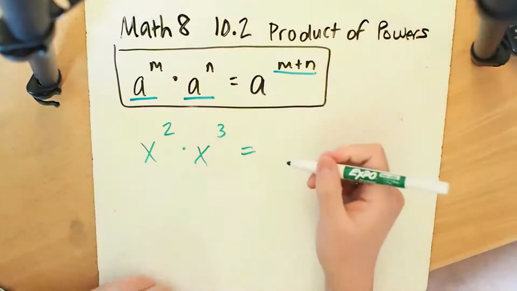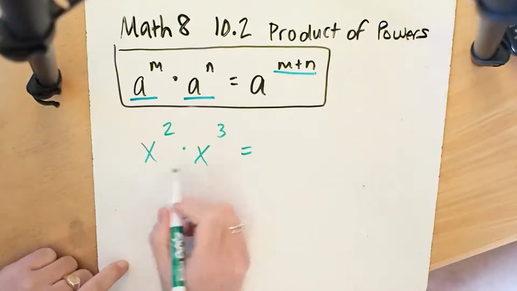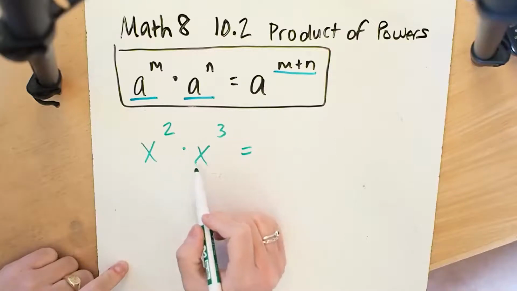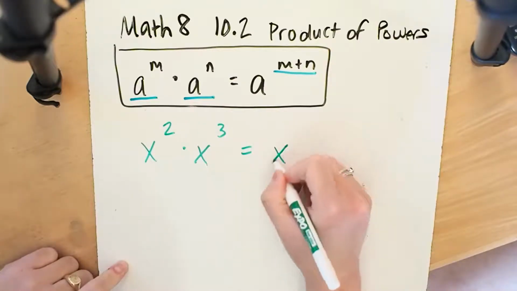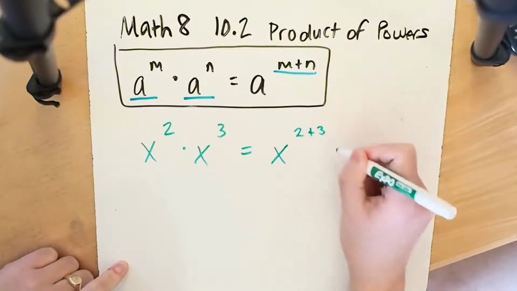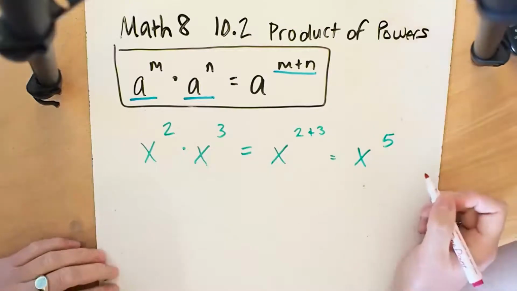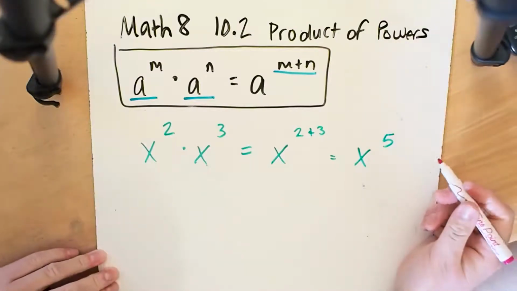If I were to have x squared times x to the third power, I see that they have the same base and they're being multiplied. So that means we can just rewrite the base and have x to the 2 plus 3, or x to the 5th. Let's look at this another way just to make sure you understand why this can happen.